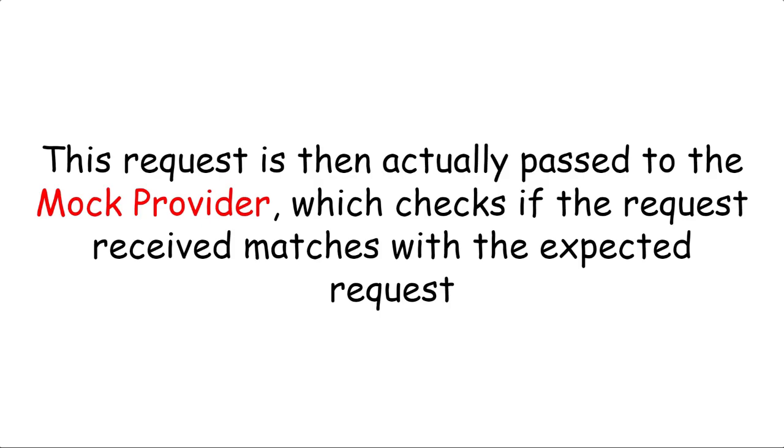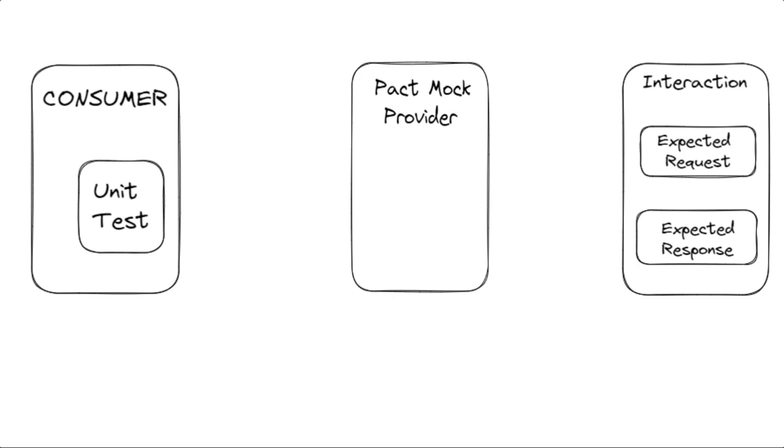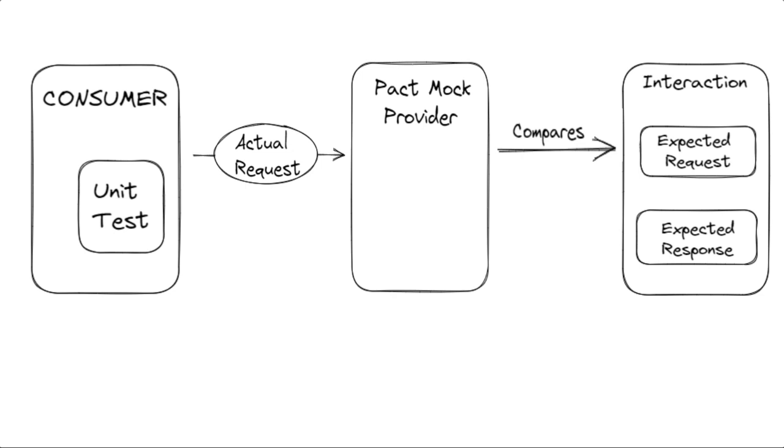Once the mock provider's interaction is configured, we can go ahead and pass the actual request to it from our unit test. The provider receives this request and checks if the request matches with the expected request that was configured to it. As you can see, the consumer sends the request to the mock provider. The provider compares this request with the expected request that was configured to it to see if it matches.